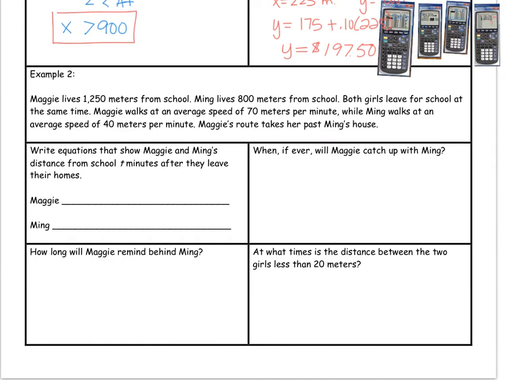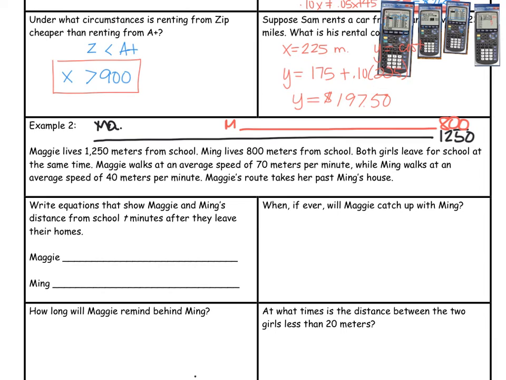Okay, question 2. Maggie lives 1,250 meters from school. Ming lives 800 meters from school. Both girls leave for school at the same time. Maggie walks at an average speed of 70 meters per minute, and Ming walks at an average speed of 40 meters per minute. Maggie's route takes her past Ming's house.